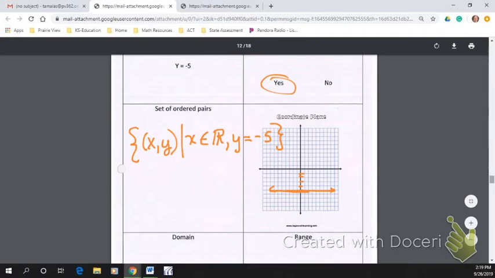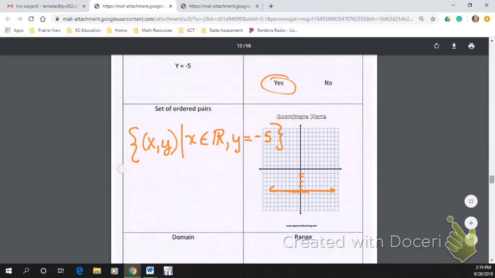So this is just set notation, so we have set brackets. It's a set of all points that look like this, x comma y, such that x can be any number. This little thing right here is like a C with a line on it, but it means x is an element of the real number system, and y has to be negative 5 no matter what.